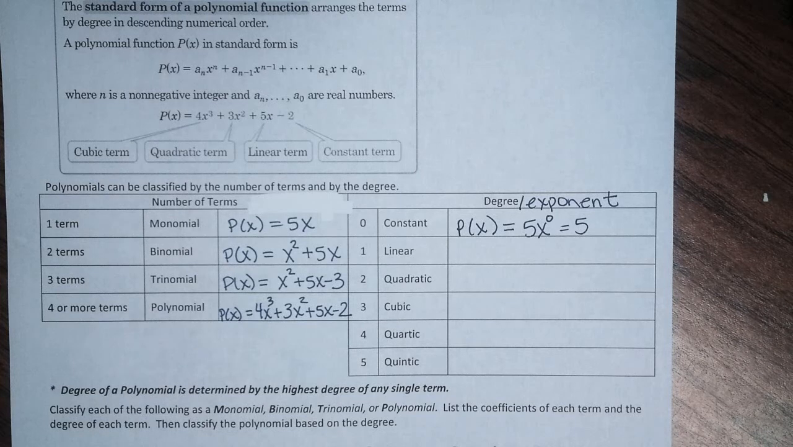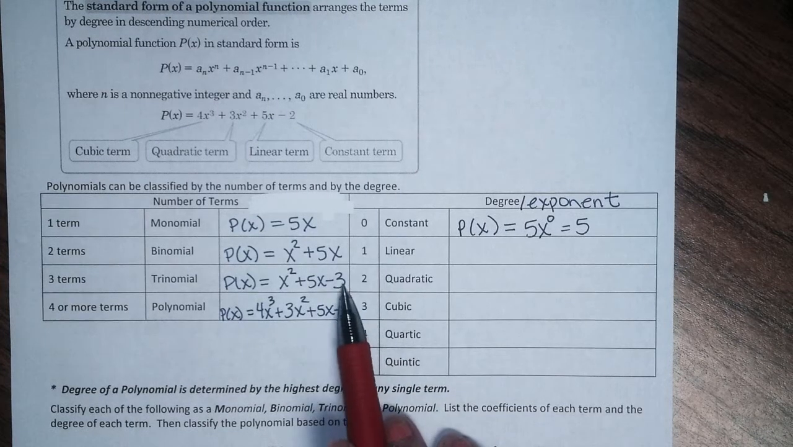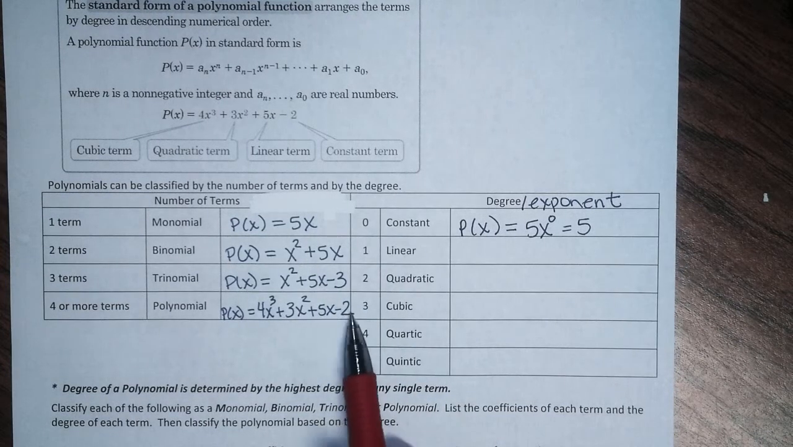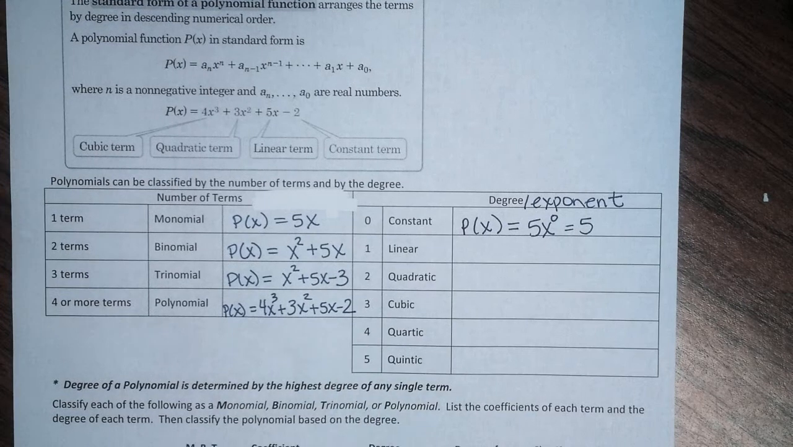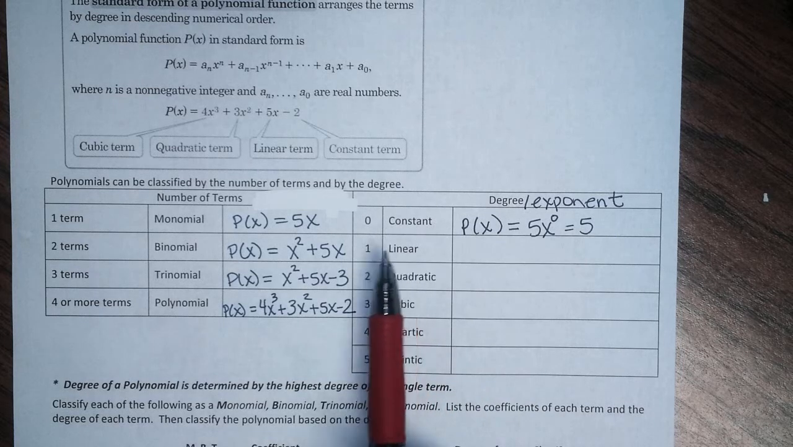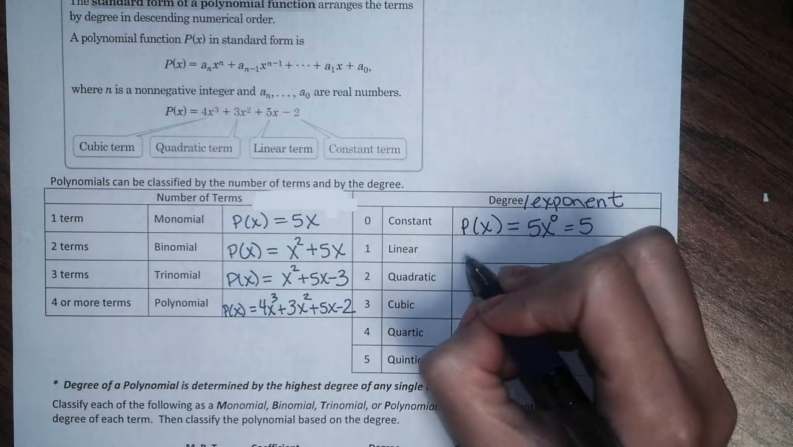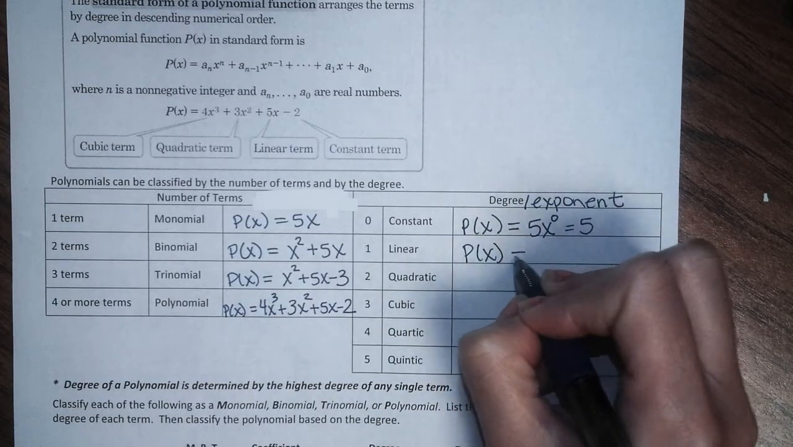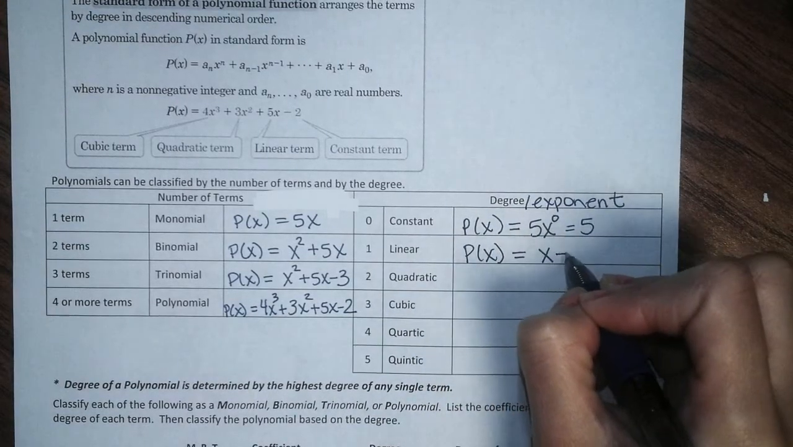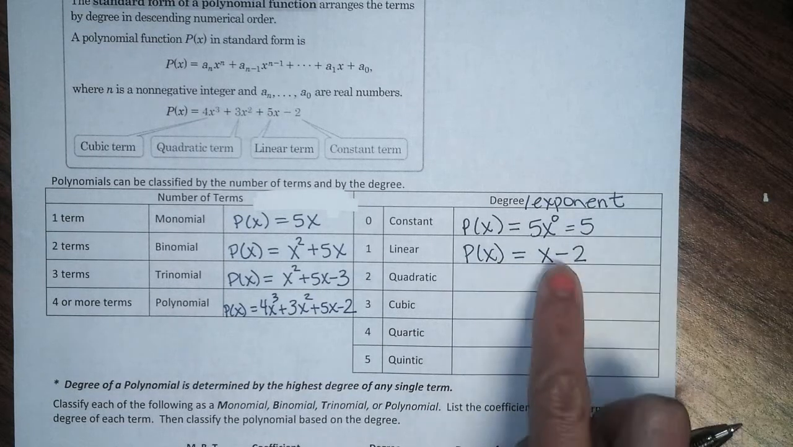So, for example, this minus 3, that's the constant. Or this minus 2, that's the constant. So if it's just a regular number, that's called a constant. Next, if the degree, if the exponent is 1, then it's called linear. So here's an example of a linear. Let's say you have x minus 2.